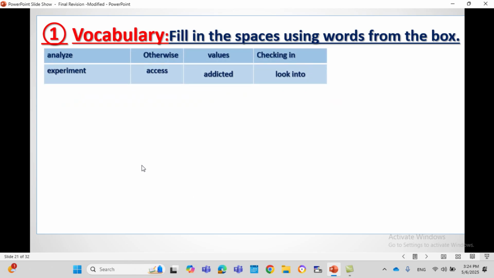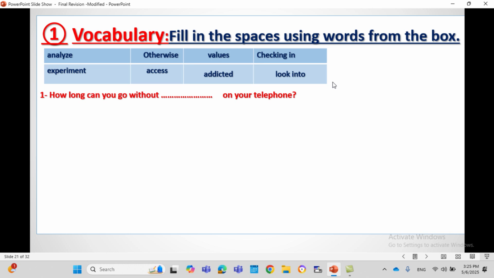Fill in the spaces using words from the books. And as I did before, I'm going to read the 8 words and I'm going to clarify some of them. And again, I advise you to have a dictionary close to you so that you can check out the words that are unknown or difficult to you. Let's start with the first one. Okay, before that, I need to read them first. We have analyze, otherwise, values, checking in, experiment, access, addicted, and the verb look into.